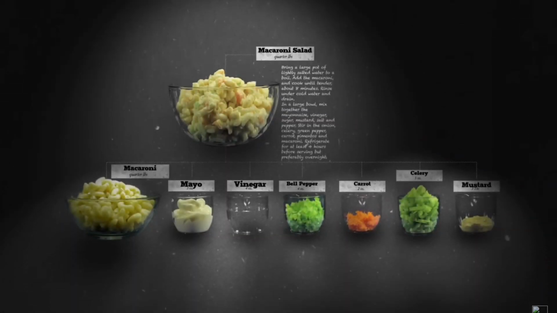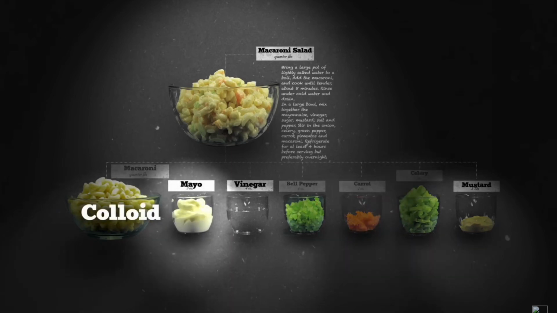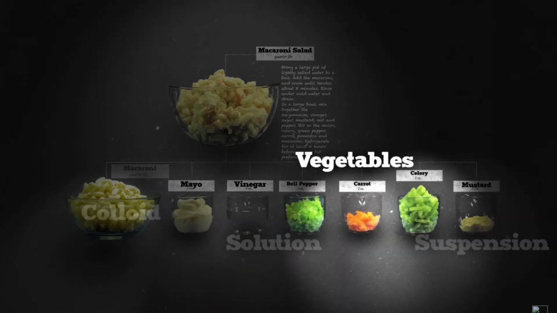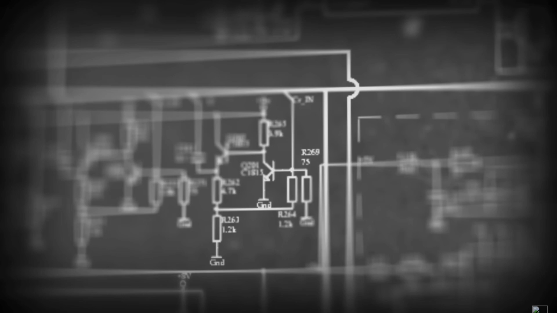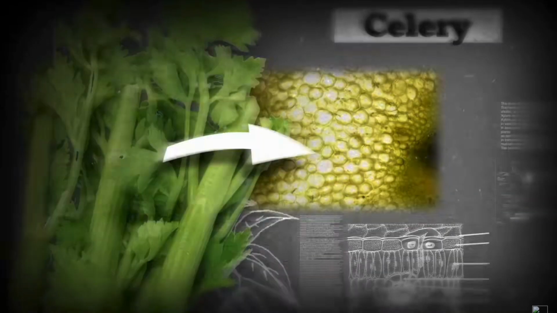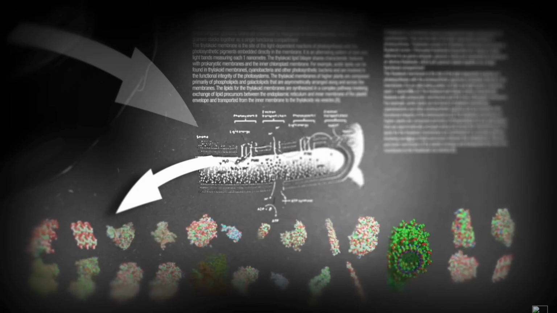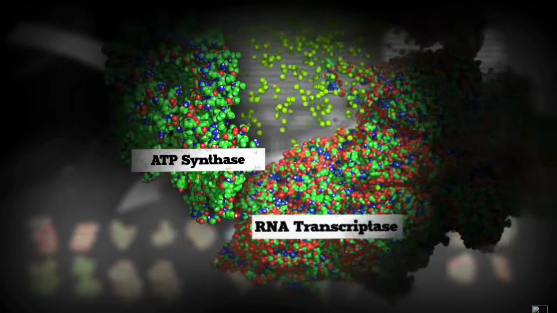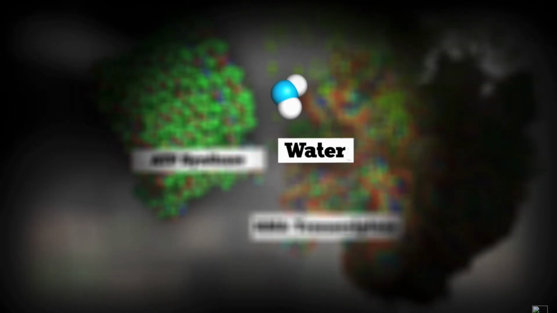So, let's get back to macaroni salad. You've got colloids like mayo, suspensions like mustard, and solutions like vinegar. But you've also got celery, shallots, and all other vegetable chunks that are also part of the salad. These aren't mixtures really, but we can break them up. Just like a TV can be broken up into smaller and smaller complex component parts. In the case of vegetables, if you keep breaking things up, you'll eventually end with thousands of complex organic molecules. Things like ATP synthase and RNA transcriptase and water.